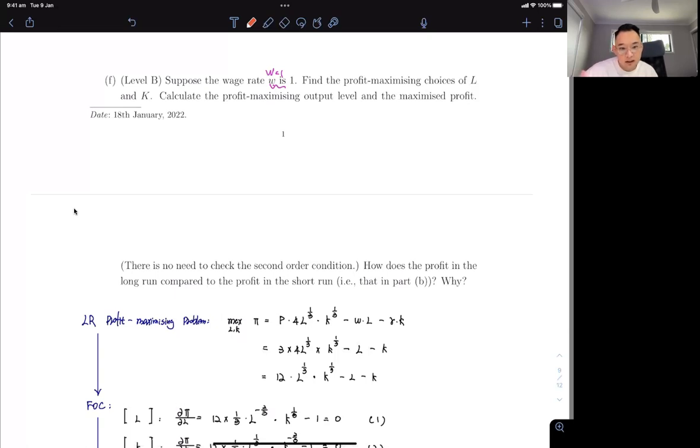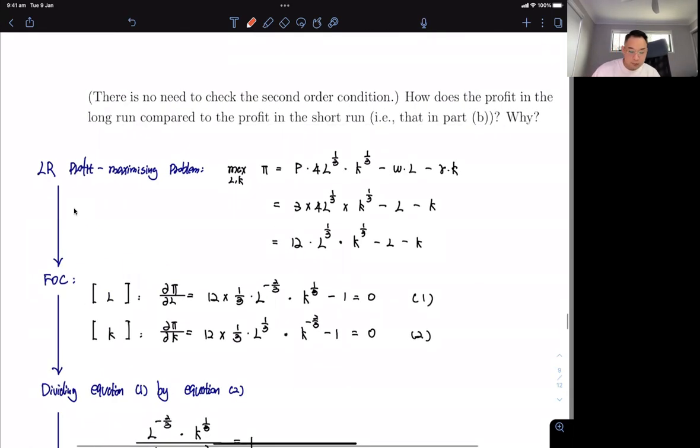We need to calculate the long run profit maximization K, profit maximization L, and the profit maximization output, okay? So the long run profit maximization problem is pi equals P times 4L to the power of 1 over 3 times K to the power of 1 over 3 minus W times L minus R times K, which equals 3 times 4L to the power of 1 over 3 times K to the power of 1 over 3 minus L minus K, which equals 12 times L to the power of 1 over 3 times K to the power of 1 over 3 minus L minus K, okay?